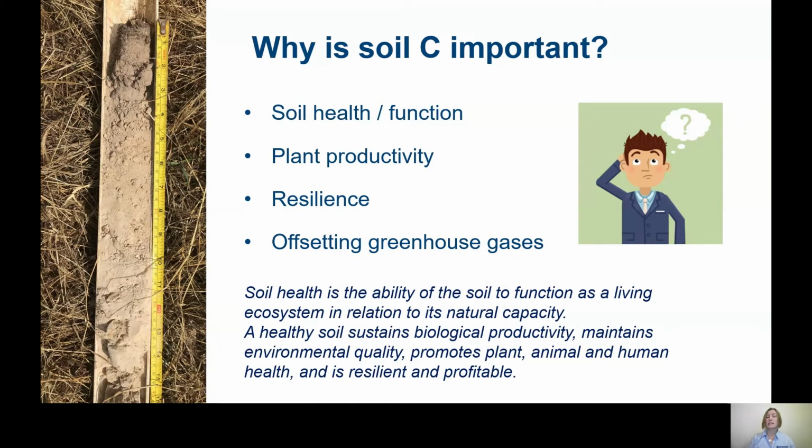So a healthy soil sustains biological productivity. And the interesting part is that biological productivity is really one of the first times that we've had this in a lot of definitions. We're talking about maintaining environmental quality, promoting plant, animal and human health. And really it's resilient and profitable in agricultural systems. So when we're talking about boundaries for health and function, we are really talking about agricultural systems and what this means to us. And these boundaries, or these definitions, are going to be different to what they would have been as a native or natural soil, because we ask a lot more of our agricultural soils.